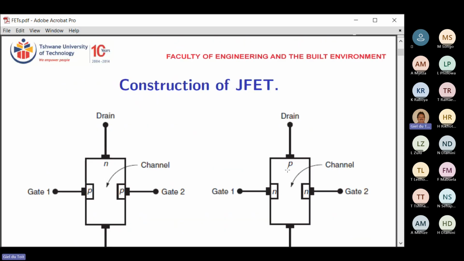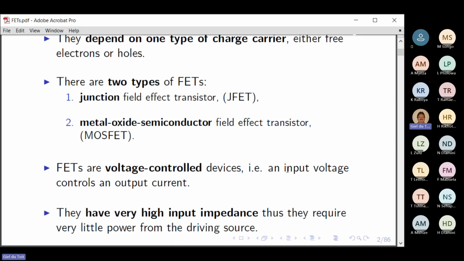They have very high input impedance, in other words, on the gate of the MOSFET, which represents the base of a BJT transistor. It's a very high input impedance, so very high input resistance basically, and they require very little power from the driving source. In other words, there's almost no current flowing in the gate.